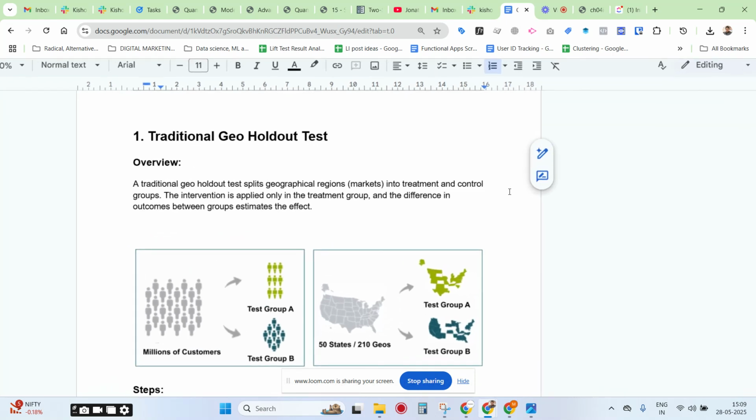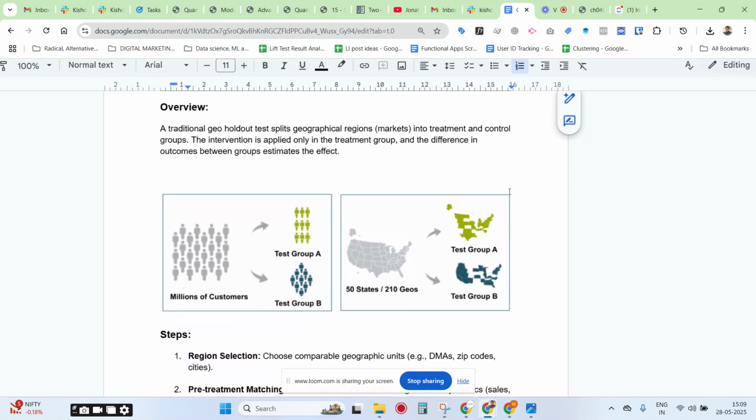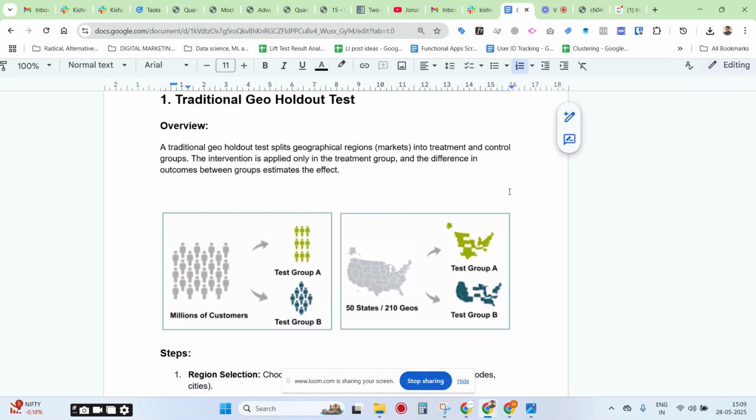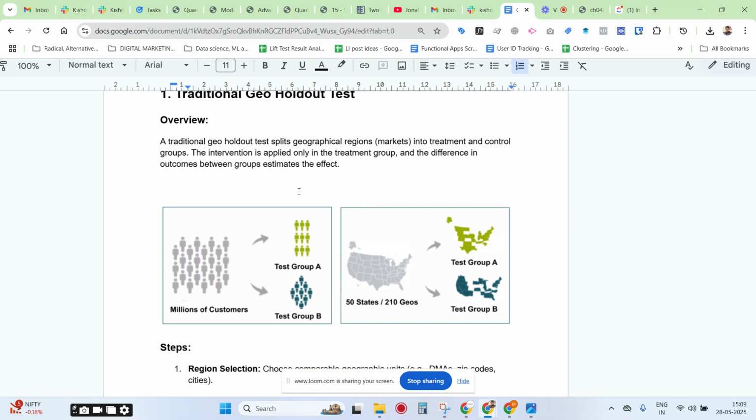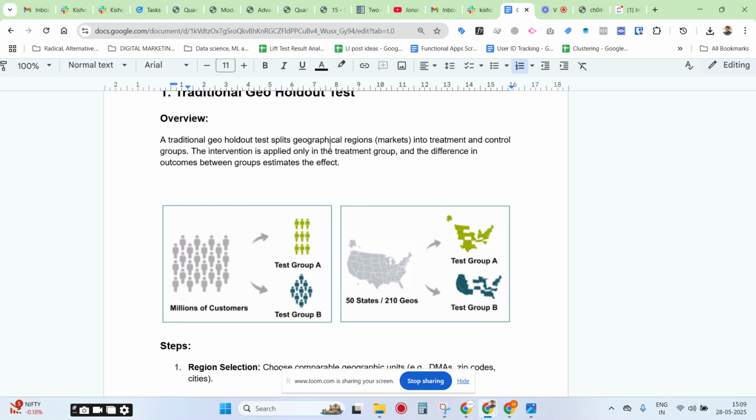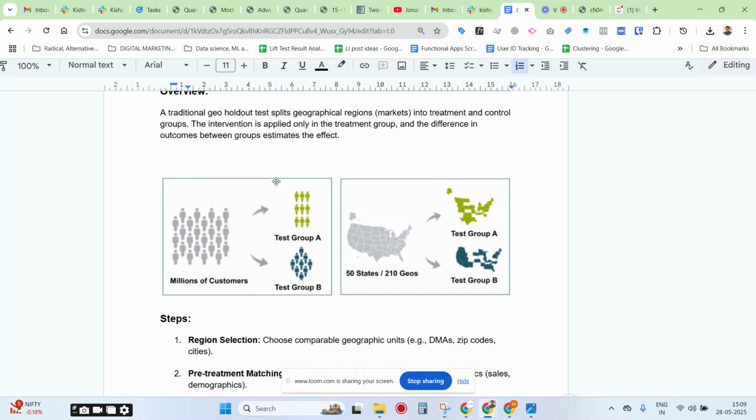So let's start with this diagram here, and what I'll do is basically talk about the different methods. This will not be a very technical session. The whole point of this session is to give you a quick overview. So this is first of all the traditional geo holdout test, and you'll see that it splits geographical regions into treatment and control groups. The whole point of holdout is simply to pause something that's already going on. So you want to understand the effect of something that's active in the test regions, and you want to simply pause it in the control region, so the control geos.